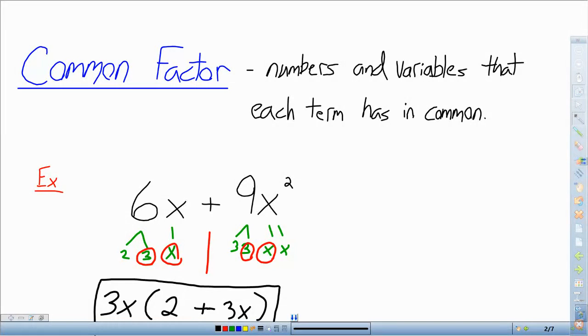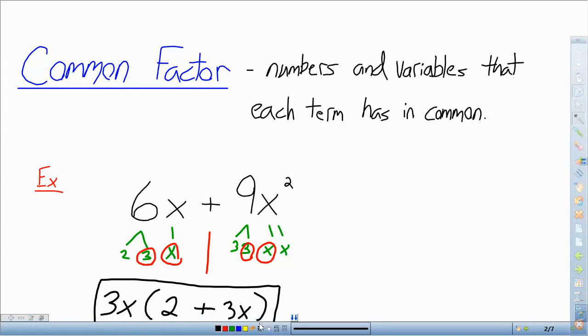I just want to point out that eventually, doing this process, we might not need to break things down like this. You might be able to just look at the two terms and think, oh, it looks like I can take a 3 out of a 6 and a 3 out of a 9, and I can take an x out of this one and an x out of that one. I can take a 3x out of these two terms. Well, then what's left over if I do that?